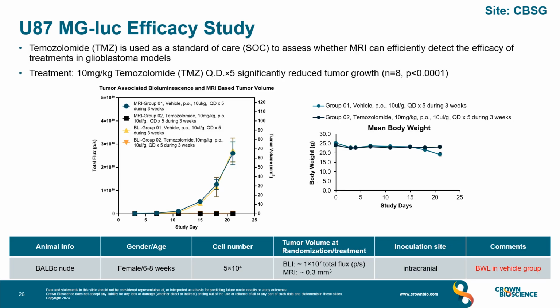So we've also validated this model with the standard of care, in this case, temozolomide. And the mice were treated with 10 mg per kg temozolomide once per day for 5 days, and this significantly reduced tumor growth. And this could be measured either using bioluminescent imaging or by MRI measurement of tumor volume.